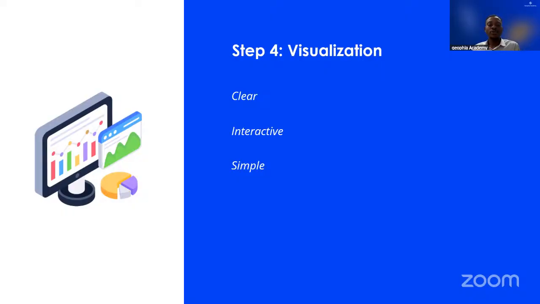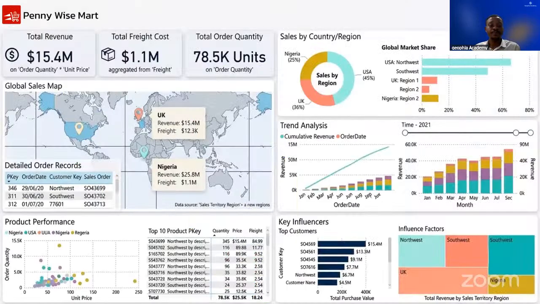So from that record that we just saw, Pennywise's data analyst came up with this visual. As you can see, here we have the sales by region. You can see Nigeria here. The sales from Nigeria are about 25% all year round, United States about 45%, United Kingdom about 36%. So with this donut chart, we can see clearly, without even looking at any numbers, who made more sales.